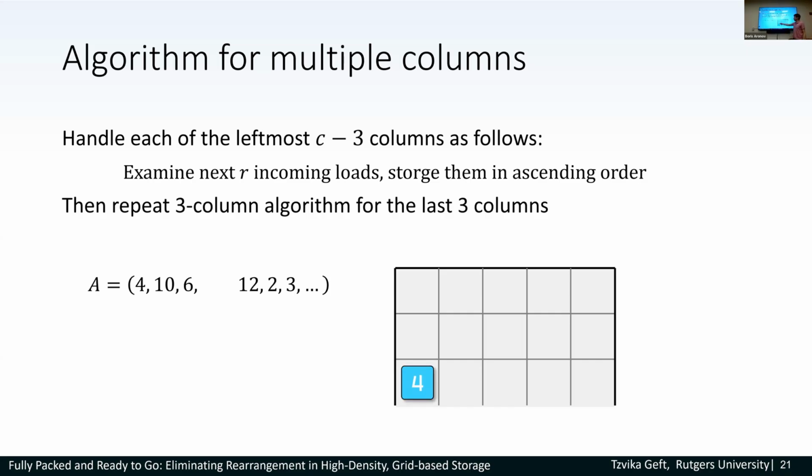And I can place them in sorted order, 10, 4, and 6 sorted according to departure. Why? Because I have the adjacent column to the right, which allows access to any cell on the column that I'm currently filling. So I keep this column filling approach until I'm left with 3 columns, and then I can just apply the algorithm for the 3-column case.